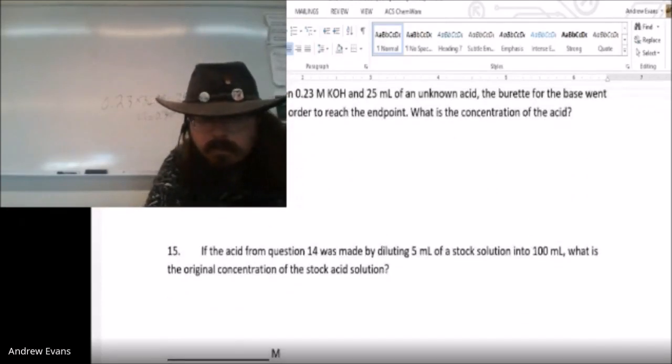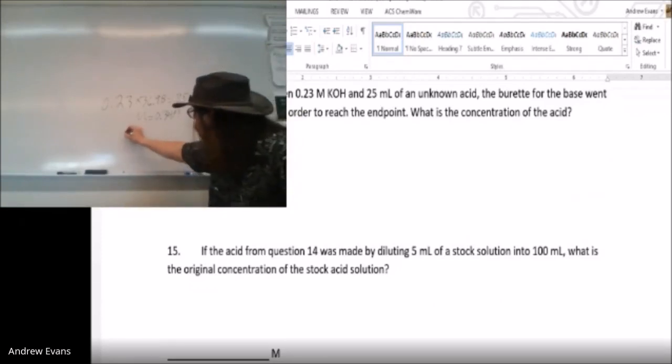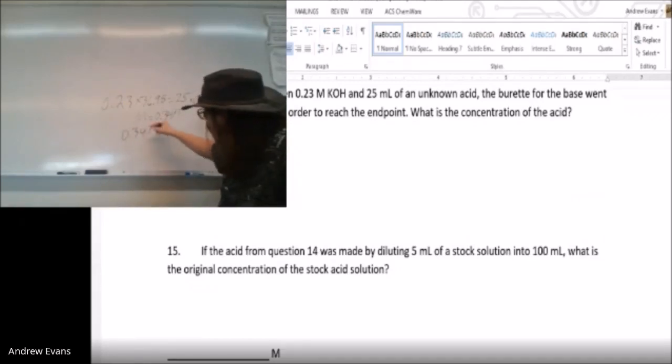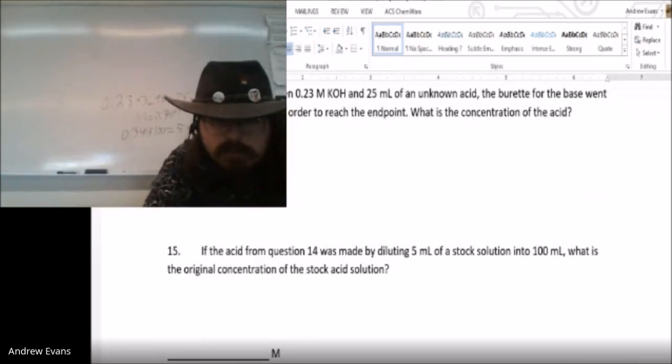15. If the acid from question 14 was made by diluting 5 mL into 100, what is the original concentration? Just like in lab. So if that's our dilute, the dilute is in a 100 mL solution. 5 times M. So we're going to times by 100, divide by 5, and it went up by a factor of 20. So the original concentration is 6.8, which is pretty concentrated.